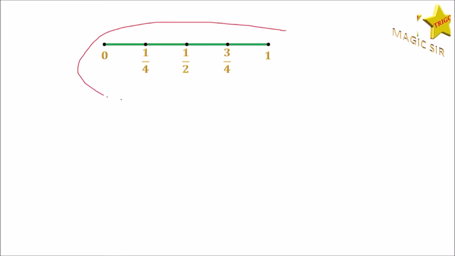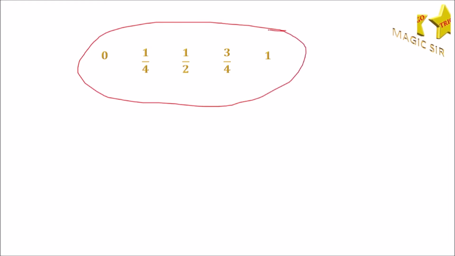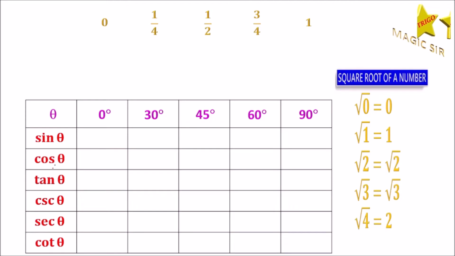Do you know these fractions 1 upon 4, 1 upon 2 and 3 by 4? Remember that 0 upon 1 is equal to 0 and 1 upon 1 is equal to 1. So we have 5 fractions: 0, 1 upon 4, 1 upon 2, 3 by 4 and 1. Look at the fractions between 0 and 1: 0, 1 upon 4, 1 upon 2, 3 by 4 and 1.